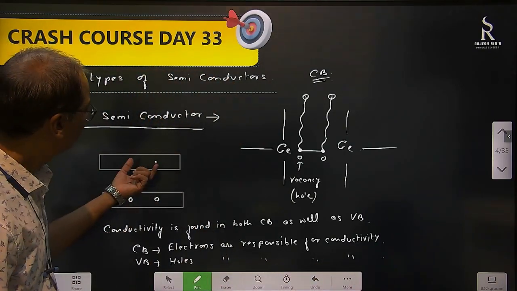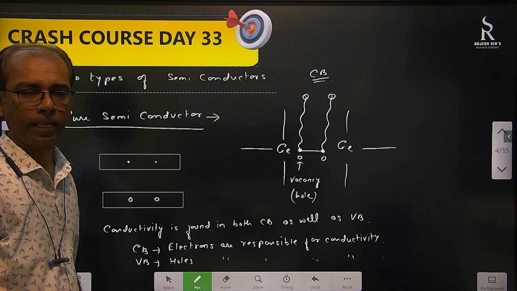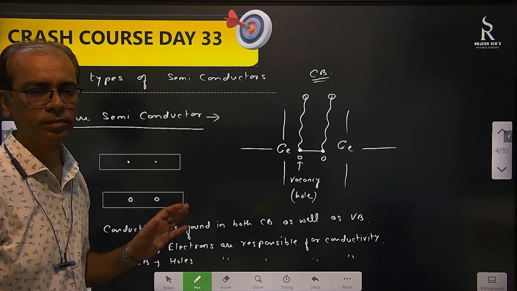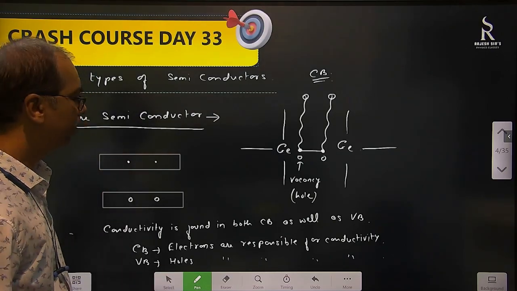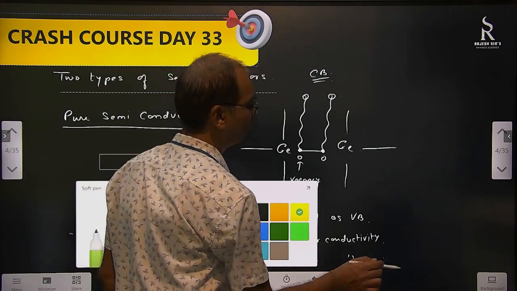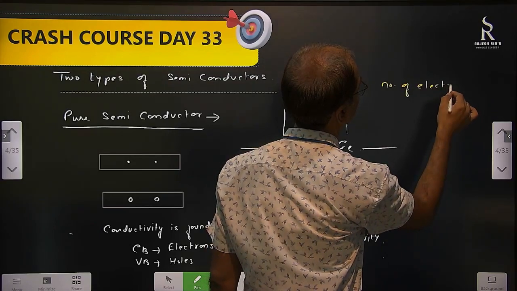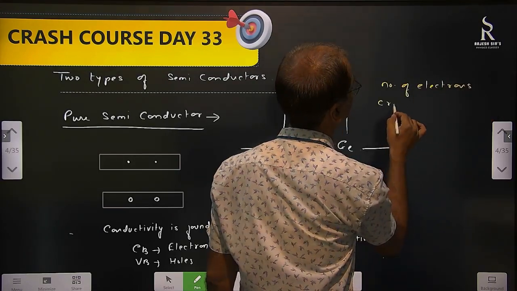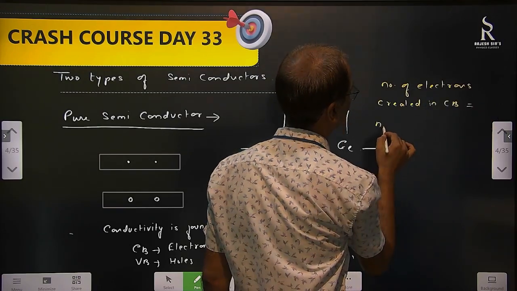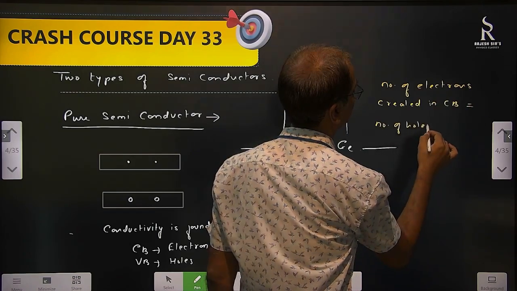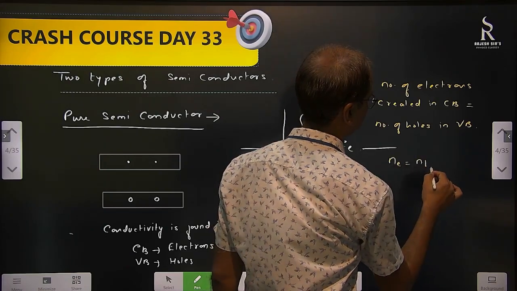Right. Now, the number of electrons created in the conduction band is exactly equal to the number of holes in the valence band, because earlier nothing was there. There were no electrons. So the number of electrons here is 2, and the number of holes here is 2. So we say that the number of electrons created in the conduction band is equal to the number of holes in the valence band, that is Ne equal to Nh.